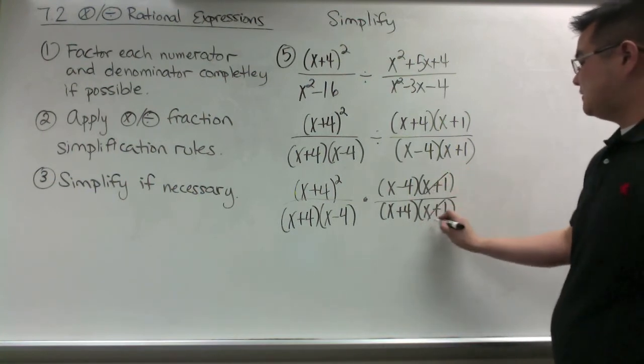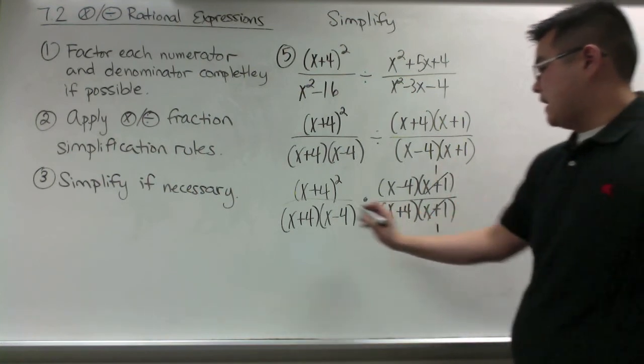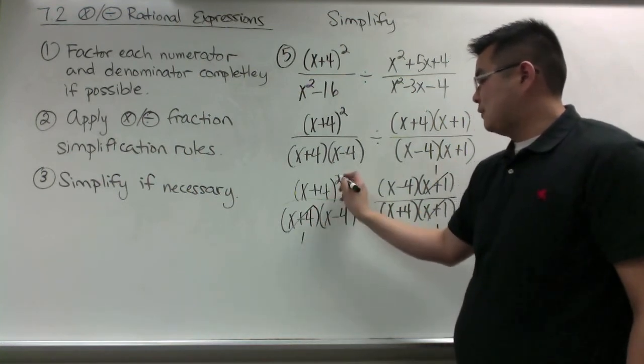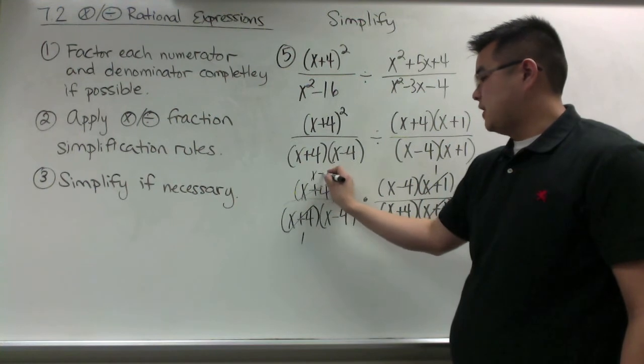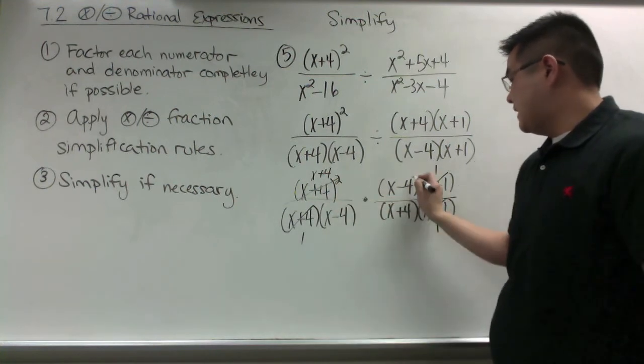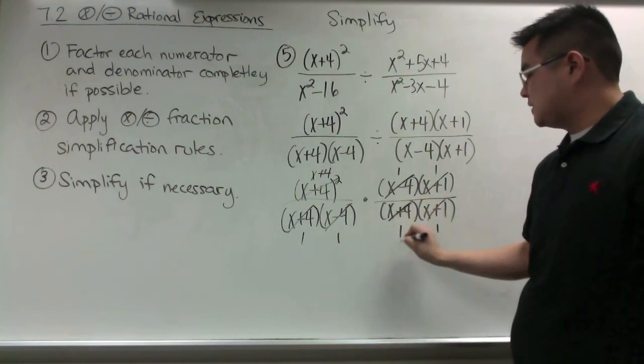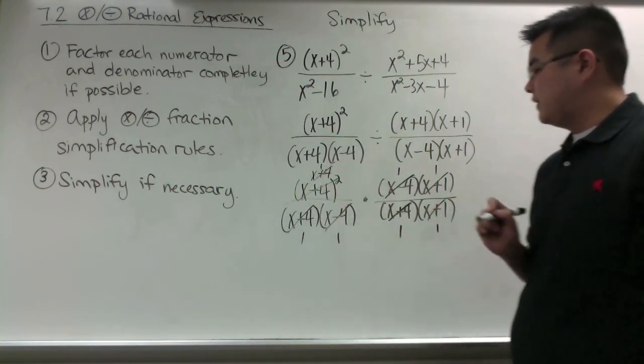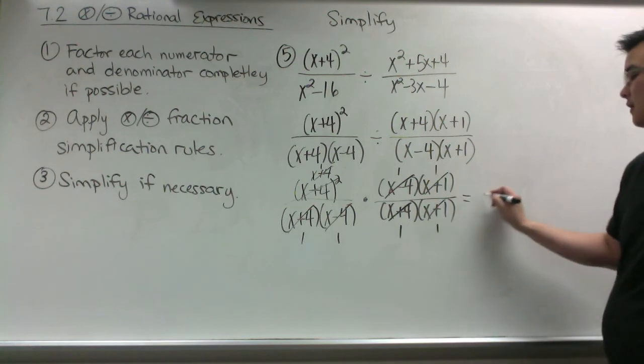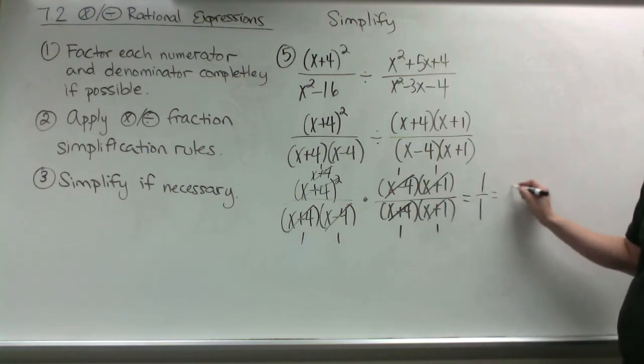The x plus 1s divide out. The x plus 4 here divides out with one of the x plus 4's in the numerator. Then the x minus 4's divide out here. And then finally this x plus 4 divides out with the one that remains there. And our solution is 1 over 1, which is just 1.